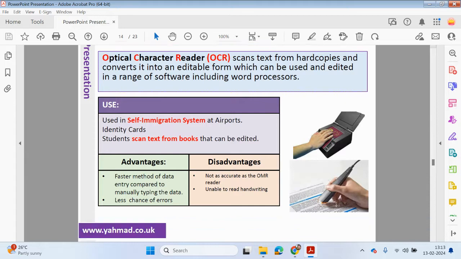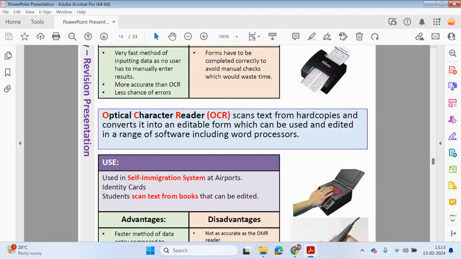Also, you have things where students can scan text from books, and then that automatically can go into a format which can be edited rather than just being scanned as a normal picture. So again, a faster method of data entry compared to manually typing. There's less chance of errors. If you're not having to scan it in, you might have to type in the passport details, which will obviously increase the queue times at the immigration desks. A disadvantage is it's not as accurate as an OMR reader, and sometimes if you're scanning in something that's written, it may not be able to read the handwriting.